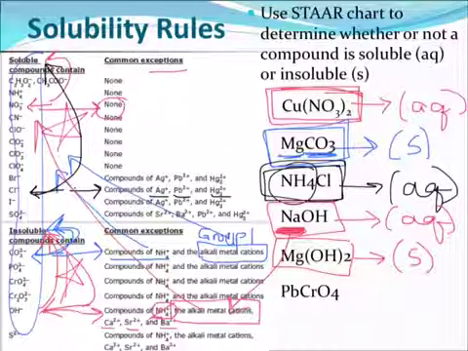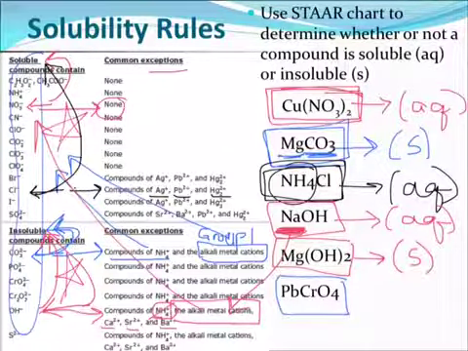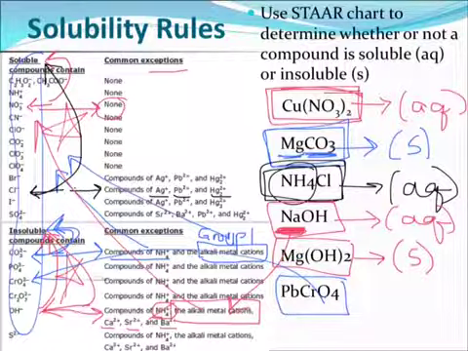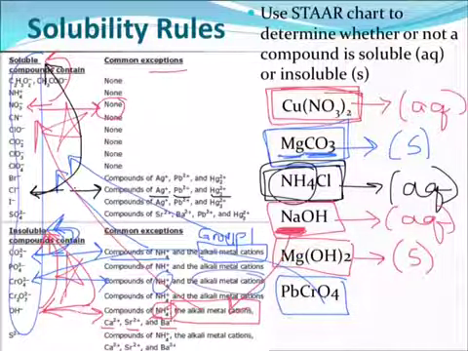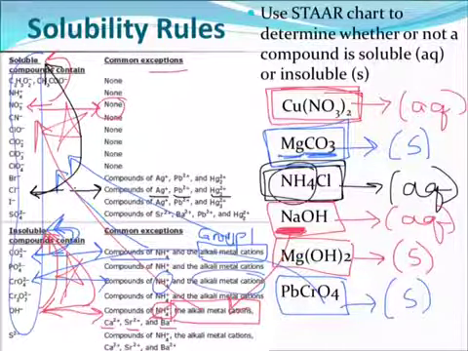Last one, we've got lead chromate, and chromate is over here. We check it out: not attached to ammonium, not attached to a group 1, so again, it's insoluble. So that's how you use the chart on the back. It's really kind of nice.